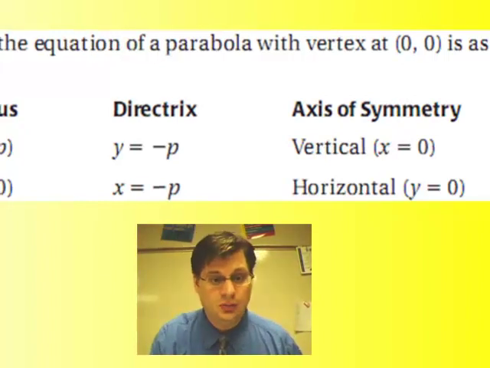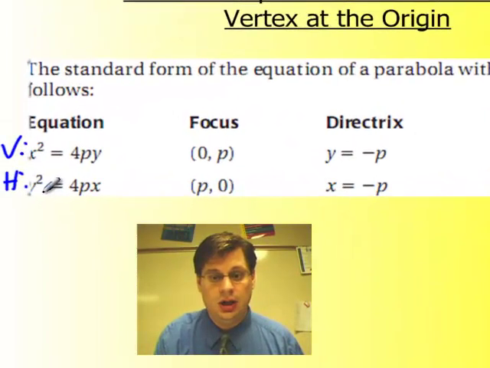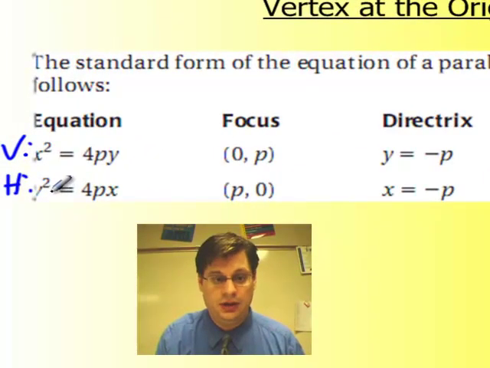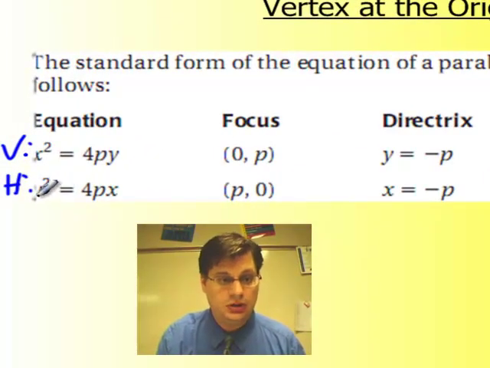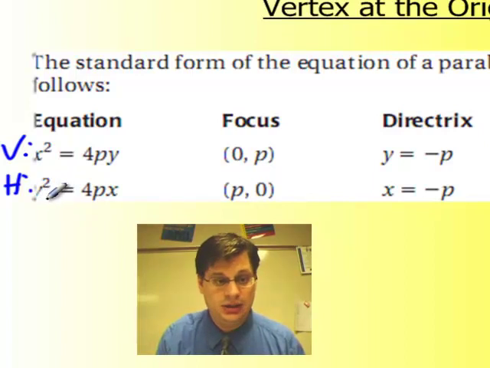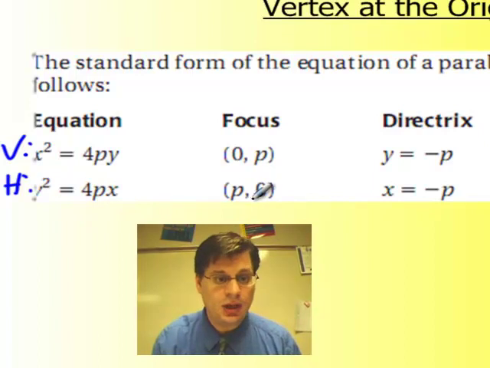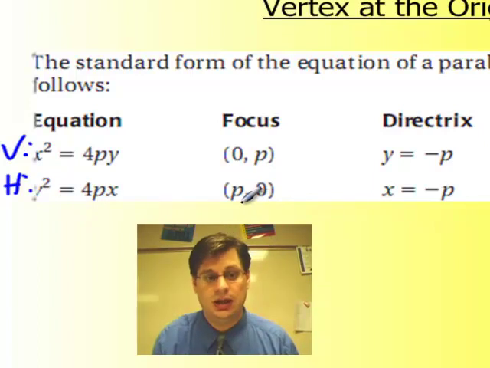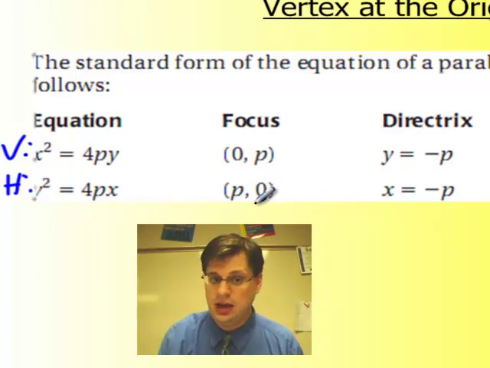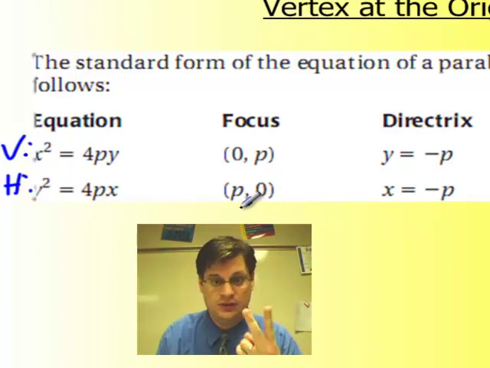And then, with the horizontal ones, everything's flipped. So for horizontal, it's going to be y squared equals 4px. That's the equation. And the focus is going to be located at (p, 0), so that's going to be the inverse, it's flipped.